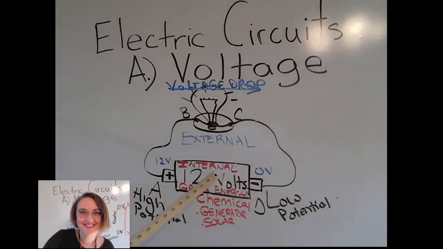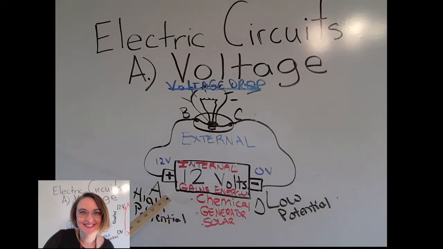Inside the battery, there's its own internal circuit where either the chemicals or the generator or the solar panels are going to do work on charge to create this 12 volts. And the goal of the battery is to maintain a voltage source of 12 volts for the circuits. At the positive terminal, point A here, we say that the electric potential energy is a high potential because we're assuming a positive test charge.